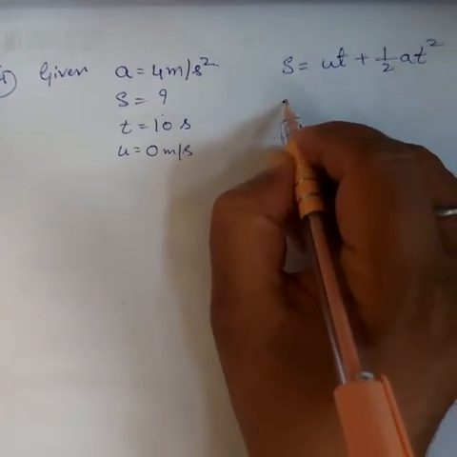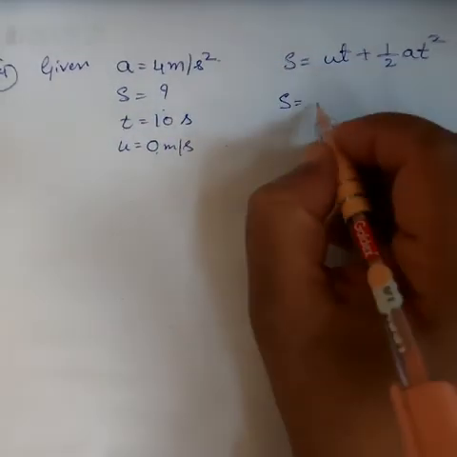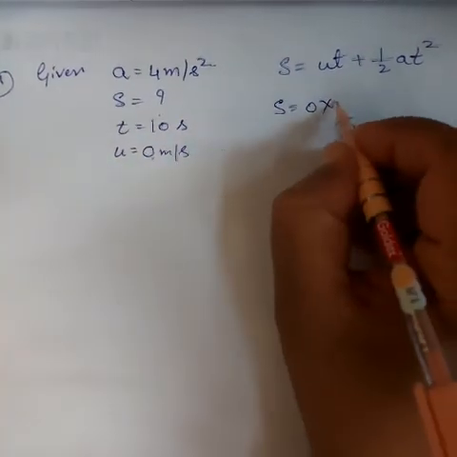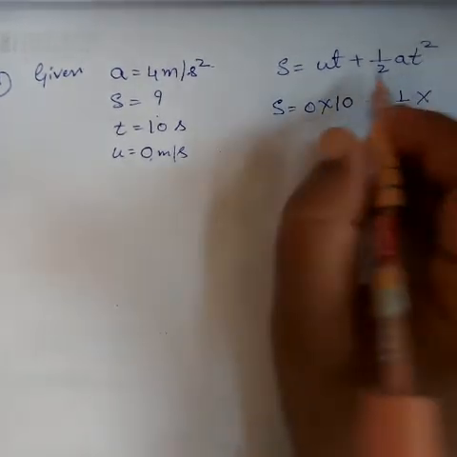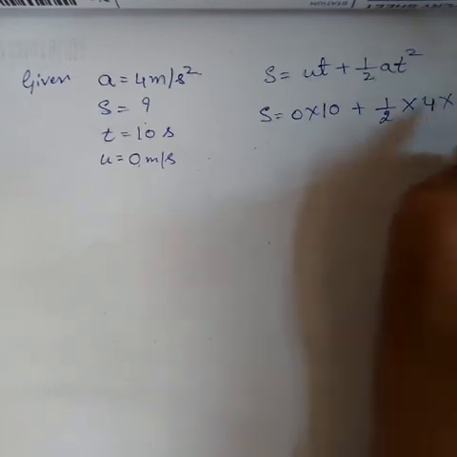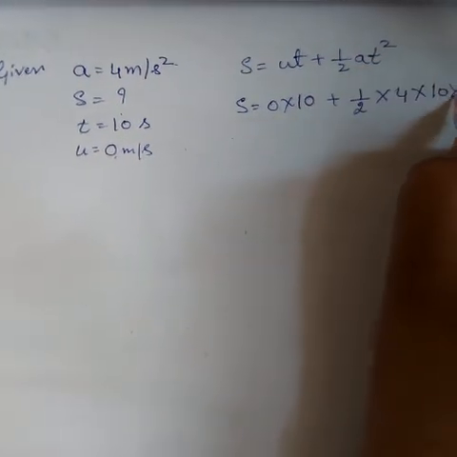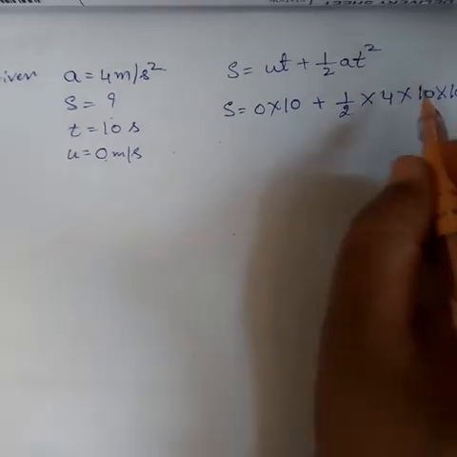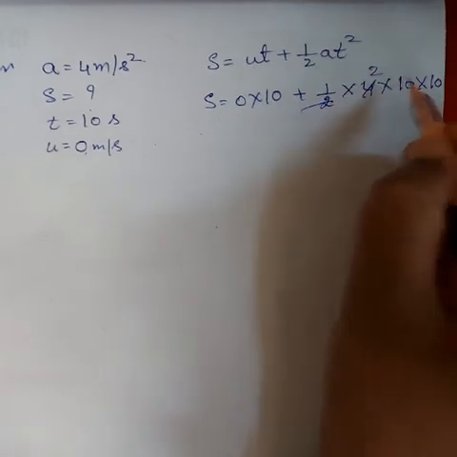Okay, s is equal to, u value is 0 and t value is 10, plus half, what is the a value? a value is 4 meter per second square. What is the t value? t value is 10, square is there, so I write here 10 again. 2 ones are 2, 2 twos are 4.